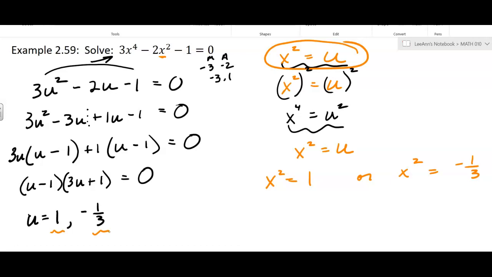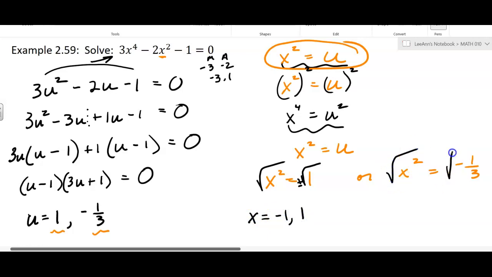Okay, how do I solve that? Those are both quadratic equations, aren't they? So I could just take the square root of both sides. Don't forget the plus or minus. So I get x equals negative 1 and positive 1. I can take the square root of both sides here. Oh, well, that's going to be a little bit different, isn't it? So I'm going to get plus or minus i square root 1/3, but that's got a fraction under the radical, so I'd multiply by 3, and I would write it this way, the square root of 3 over 3i. That's how I would write it.